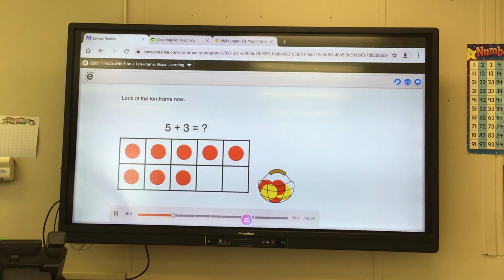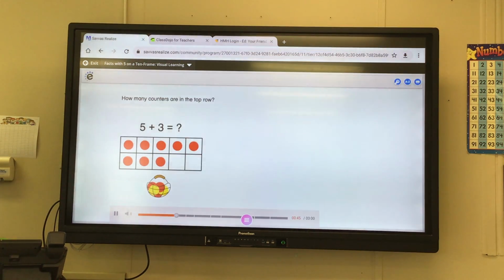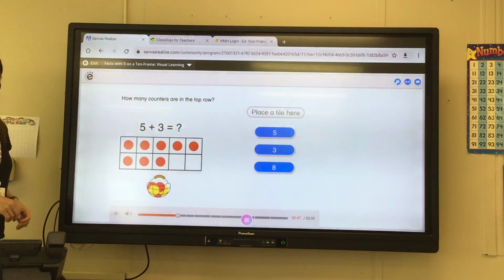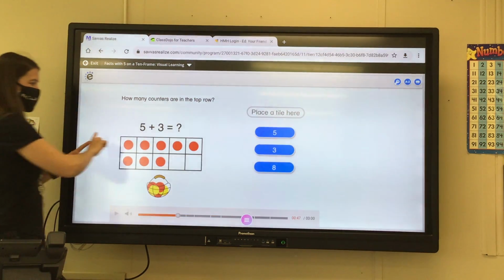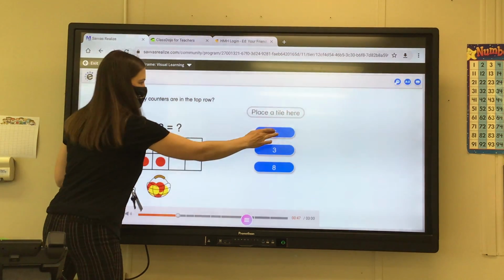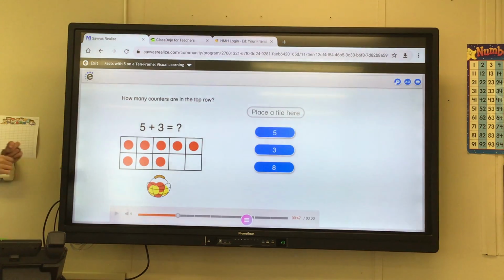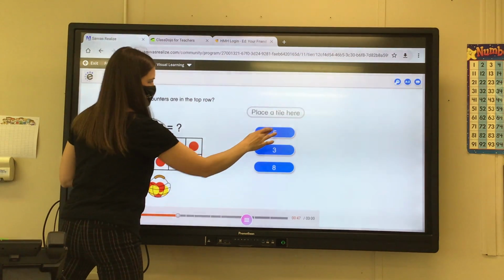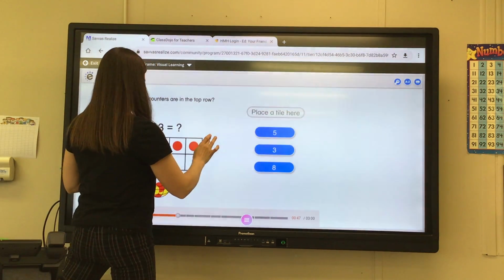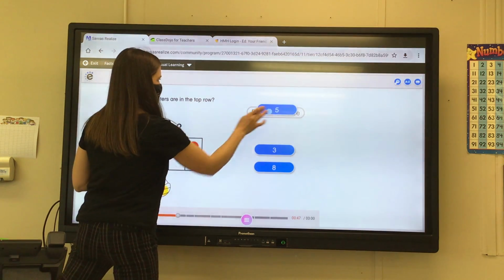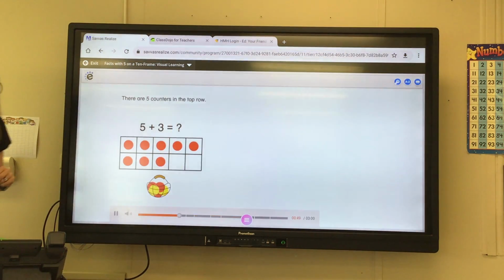Look at the 10 frame now. How many counters are in the top row? 5, right? We know that's 5, across the top. There are 5 counters in the top row.